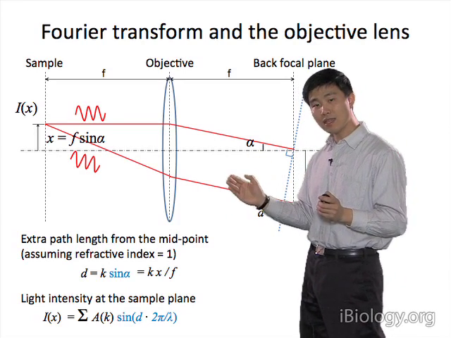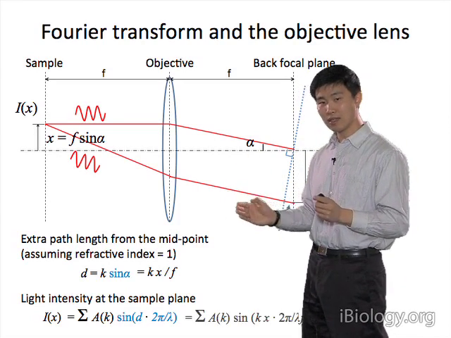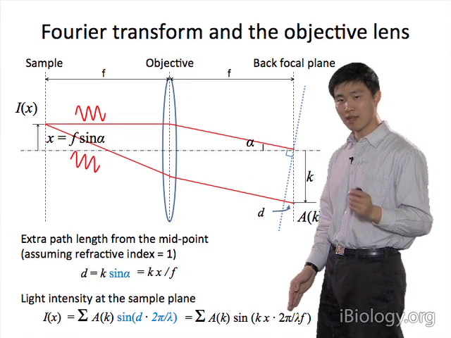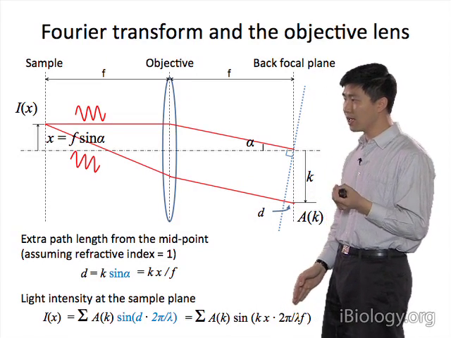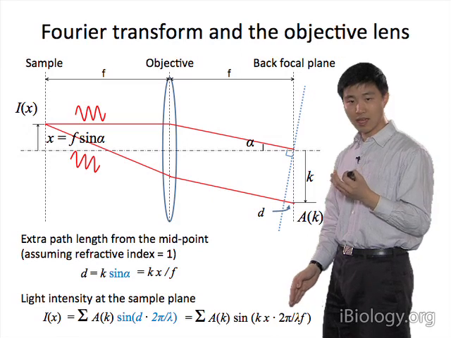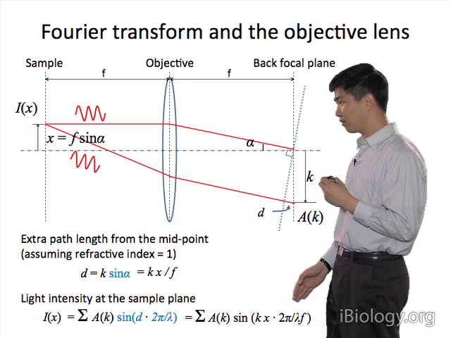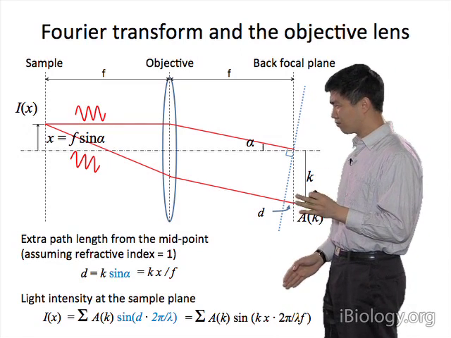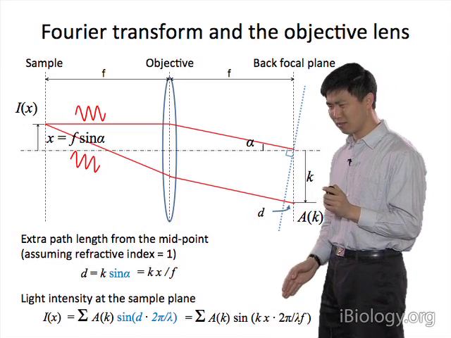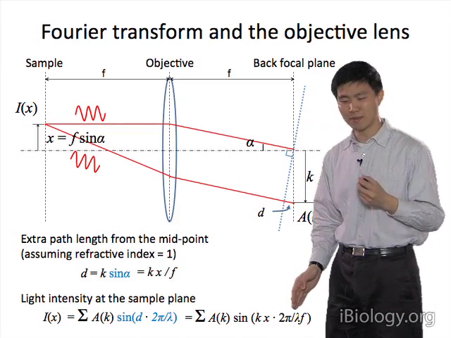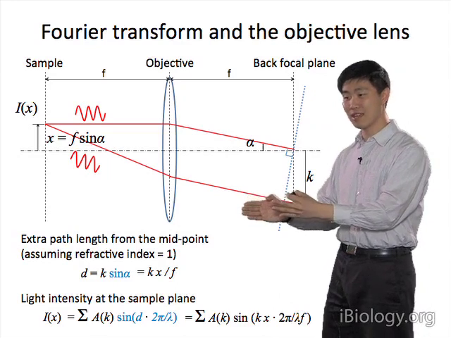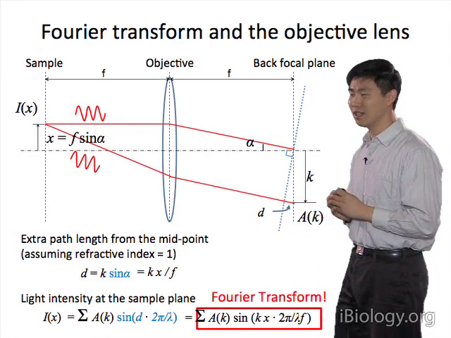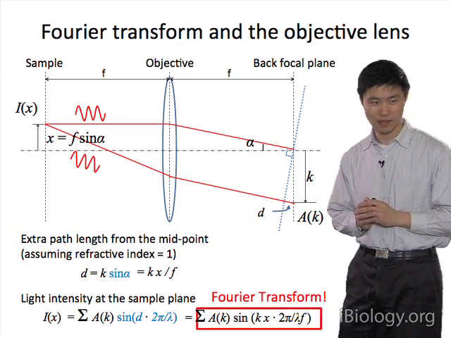And then we can plug in what we get for d. Inside the sine function, we have 2 pi times kx over lambda f. If you look at this, it appears similar. And if you still remember the mathematical formula I showed before, which I said is very important, you can see this is exactly a Fourier transform.